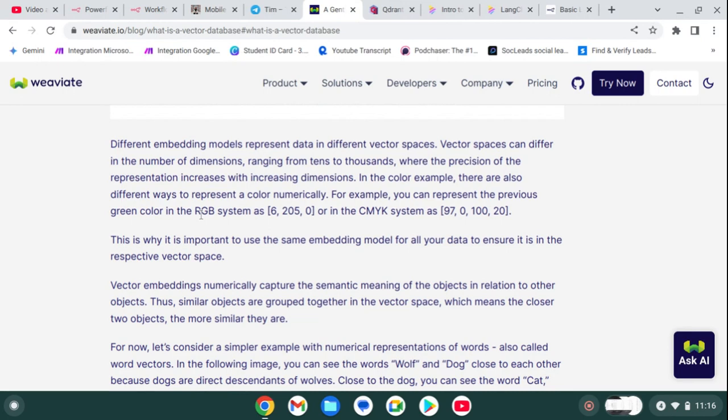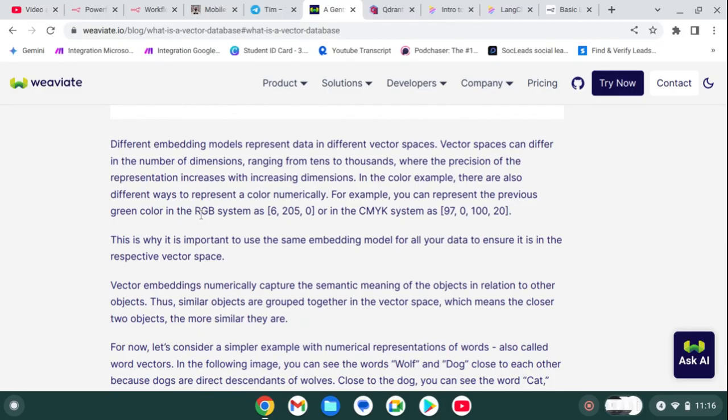For example, you can represent the previous green color in the RGB system as 62050, or in the CMYK system as 9700120. This is why it is important to use the same embedding model for all your data, to ensure it stays in the respective vector space. Vector embeddings numerically capture the semantic meaning of an object in relation to other objects.